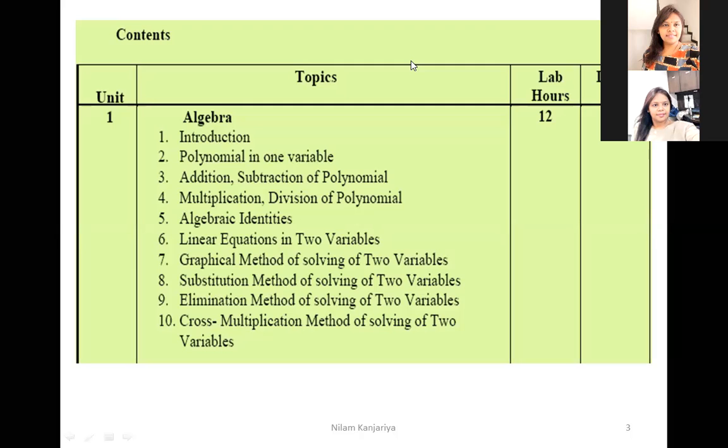Our aim is to solve these 10 topics covered in the first unit. And it is really very easy and very beautiful.